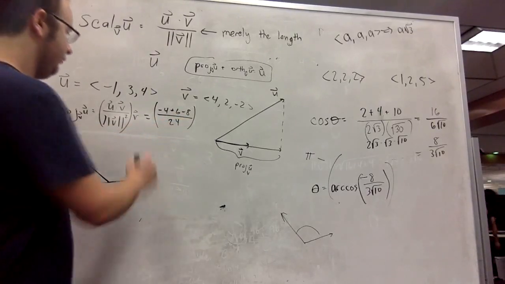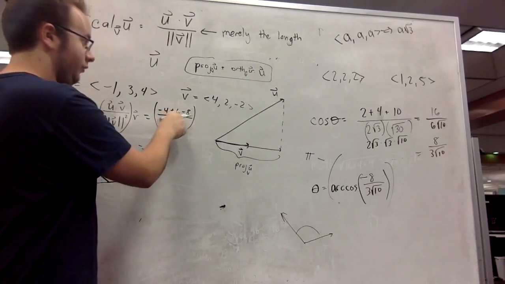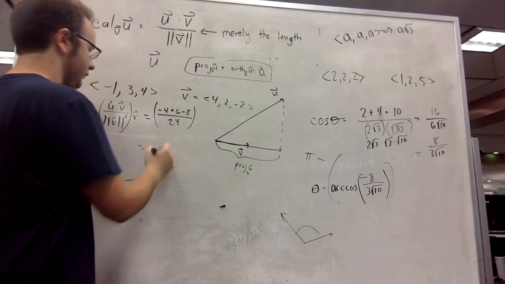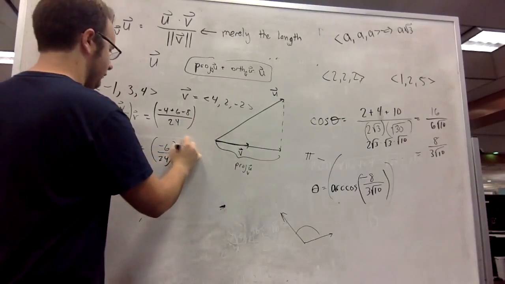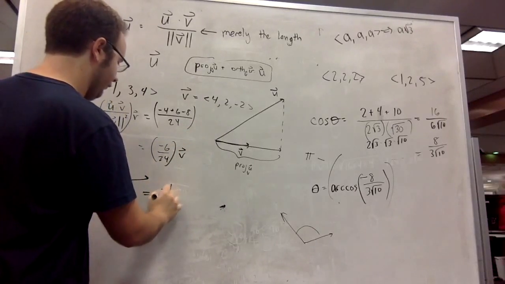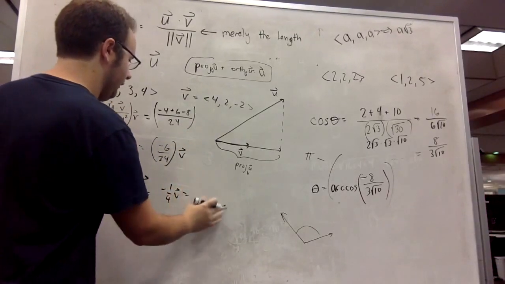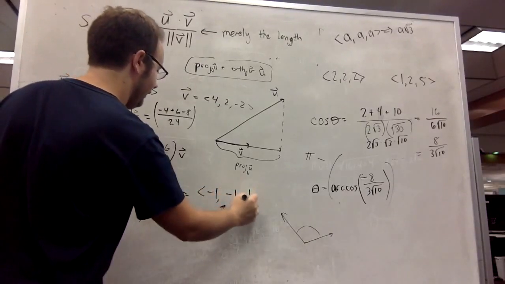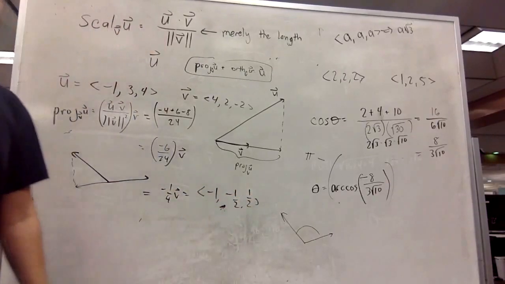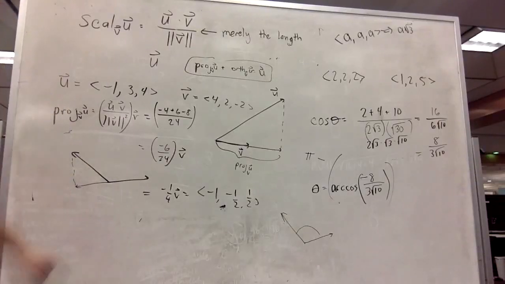Make sense? So we have negative 4 plus 6 is 2, minus 8 is negative 6. It's negative 6 over 24 times v, which is better known as negative 1/4 times v, which would be negative 1, negative 1/2, positive 1/2. That is the projection of u onto v. Good. It's just applying this formula here that I did that.